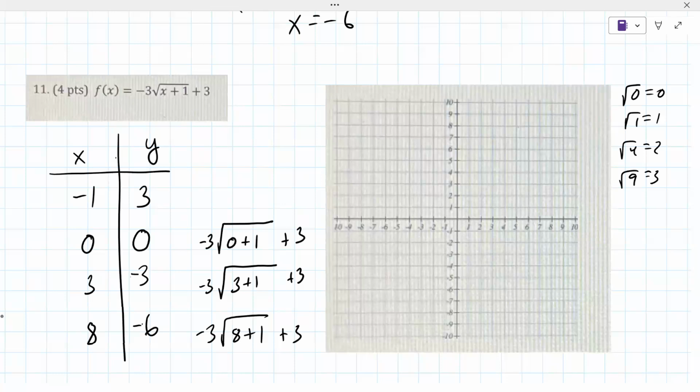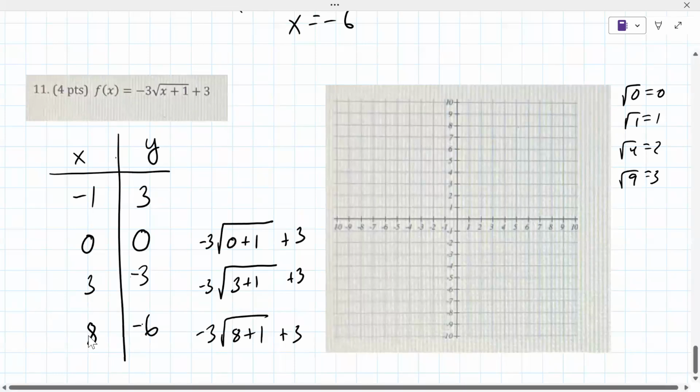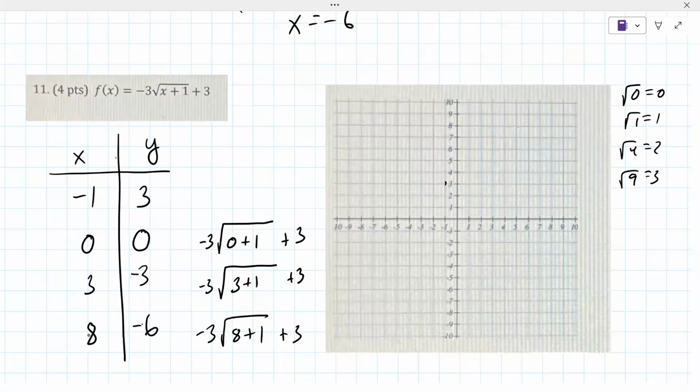All right, now we've got to plot these points. These are ordered pairs. You just have to plot these points on the graph. -1, 3; 0, 0; 3, -3; 8, -6, like that.